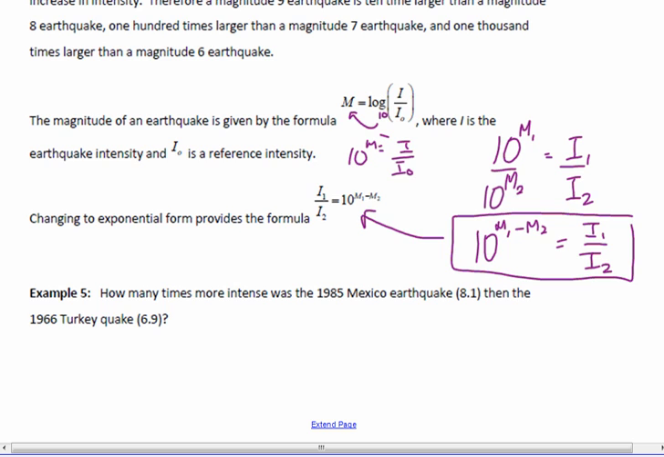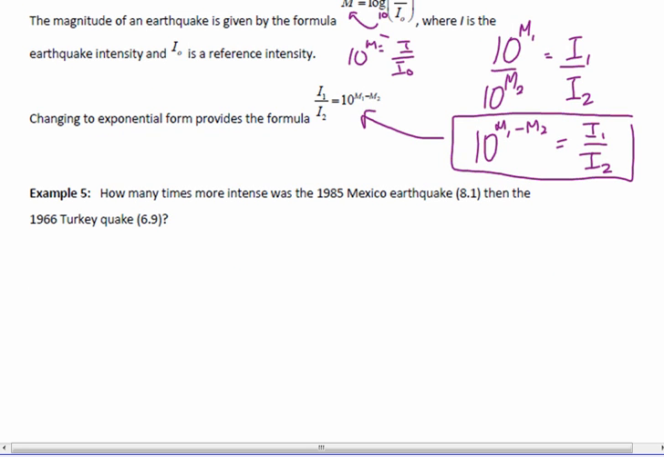Okay, so it says how many times more intense was the Mexico earthquake of 8.1 than the Turkey earthquake of 6.9. So how we do this is I want to compare who to who. Mexico to Turkey or Turkey to Mexico? Mexico to Turkey, because we're comparing how many more times intense was Mexico compared to Turkey. So the intensity of Mexico over the intensity of Turkey. So it would be 10 to the power of Mexico minus Turkey as far as their scales. I should call them magnitude of M, magnitude of T.